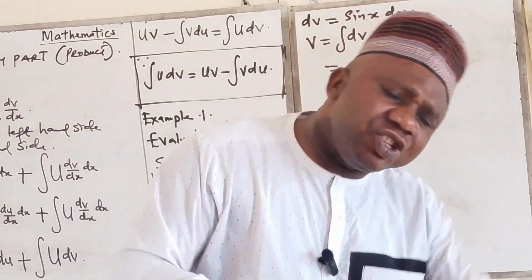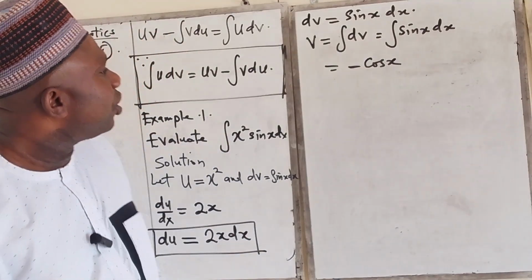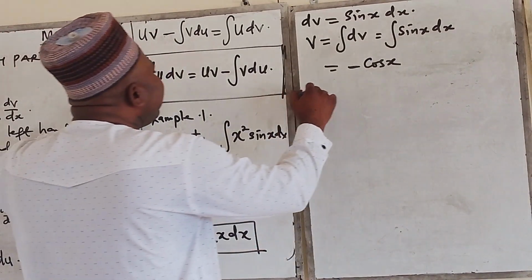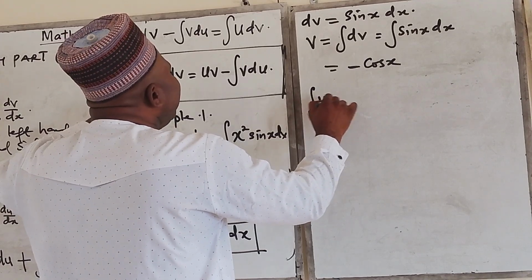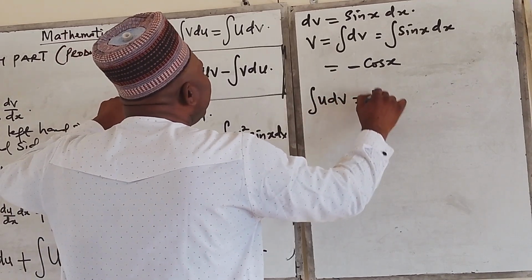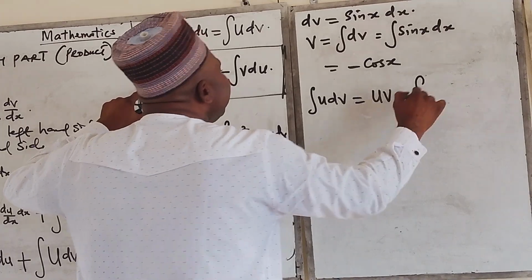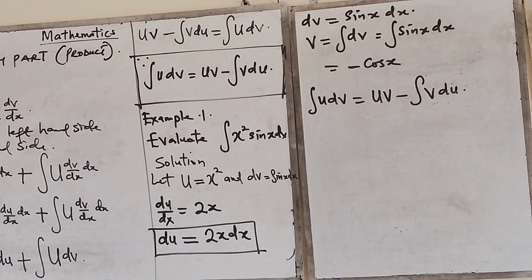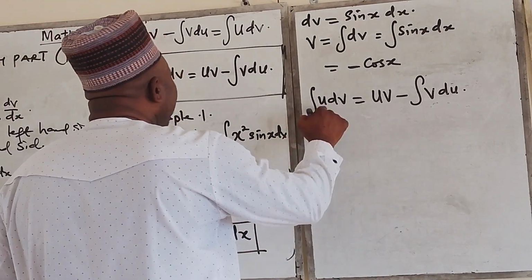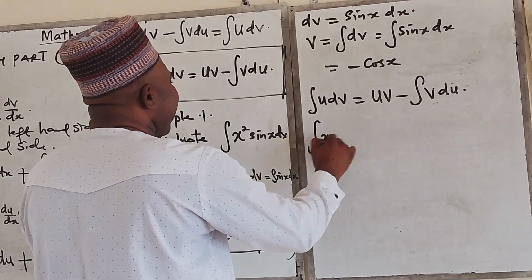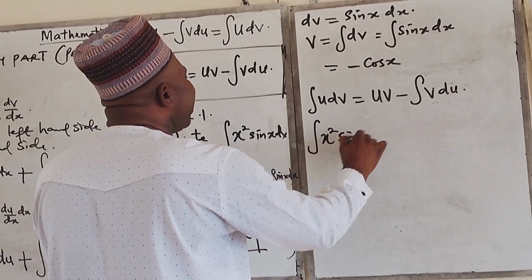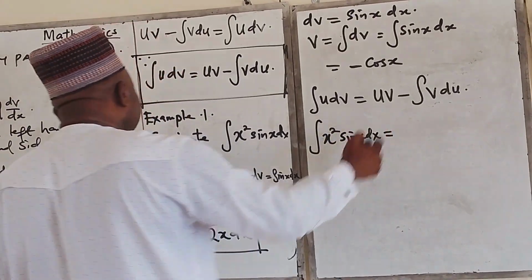So it means when you integrate sine x, it will give you minus cos x. Now, looking at this relationship here, we said integral u dv is equal to uv minus integral v du. Now we have the whole of these functions, the parameters. So it means now integral u, and our u is x squared, then the v, the v is sine x dx. Now we said it will give us uv.